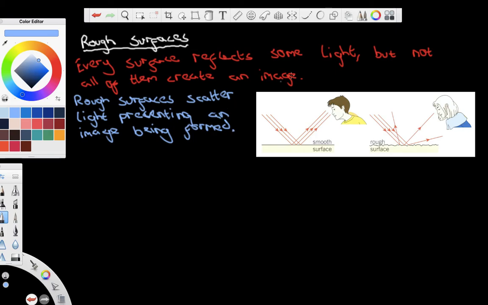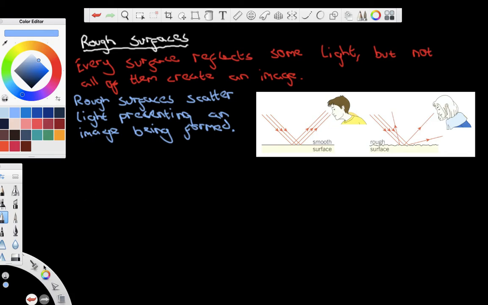So if we look at these two diagrams, on a smooth surface, such as a plane mirror, the light reflects off the smooth surface into the eyes of the young boy with the yellow jumper on, and he sees a clear image of himself. The girl looking at the rough surface, although some light goes into her eye so she can see the surface, it doesn't reflect evenly. Therefore, she can't make an image.